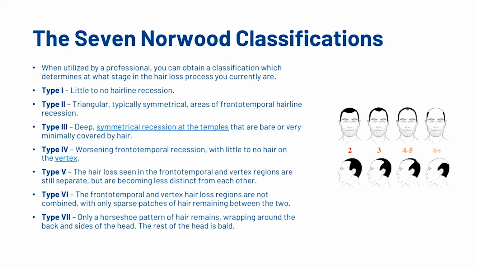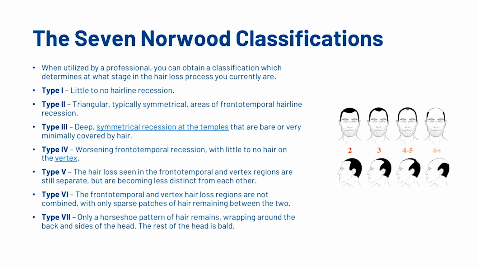Type 2 is a triangular, typically symmetrical area of frontotemporal hairline recession. Type 3 is deep, symmetrical recession at the temples that are bare or very minimally covered by hair. Then type 4, you've got a worsening frontotemporal recession with little to no hair on the vertex. Type 5 is the hair loss seen in the frontotemporal and vertex regions, and they're still separate but they're becoming less distinct from each other.